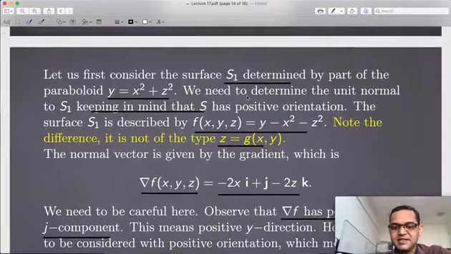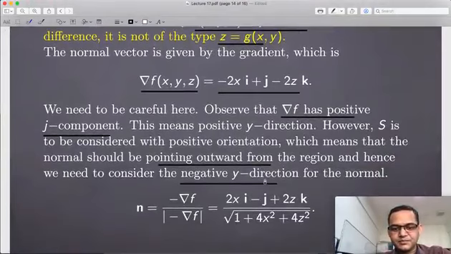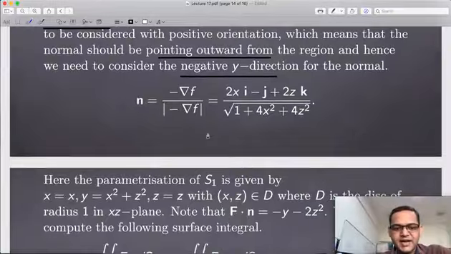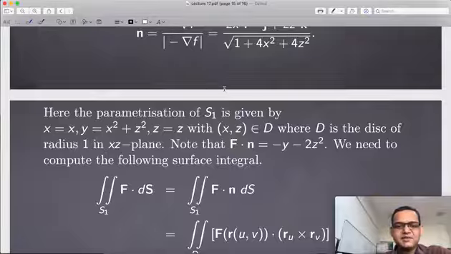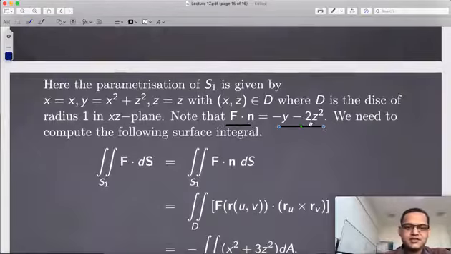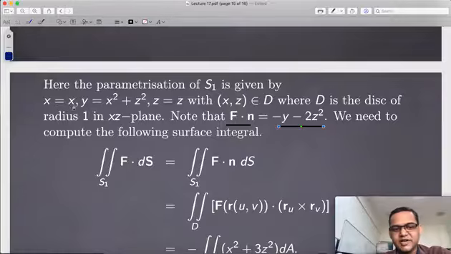So that is why I have been telling you, you have to be careful. In order to determine this n, you have to understand what the positive orientation on this surface is. Okay, so you do that, and once I have this, then everything is just that you have to compute f dot n. Okay, please compute these things and verify.